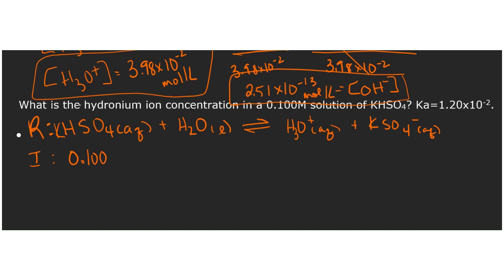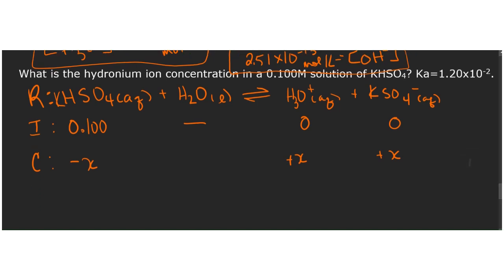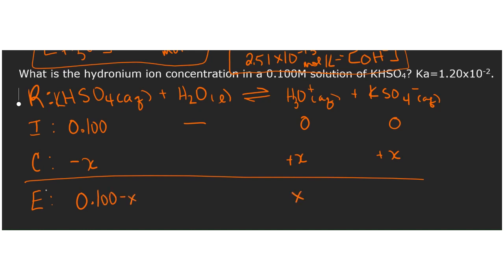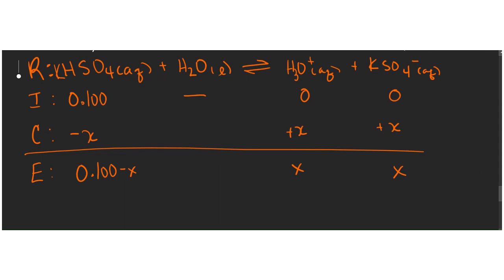0.100 mole per liter. Liquids we don't worry about, and these two should start at 0. Change. What do I know about my change? It should be negative x, and this should be positive x and positive x. I assume that it's balanced. Always make sure that it's balanced. I should say that. And what do we got? A line. 0.100 minus x, x, and x. And we'll put the s there for later, right?